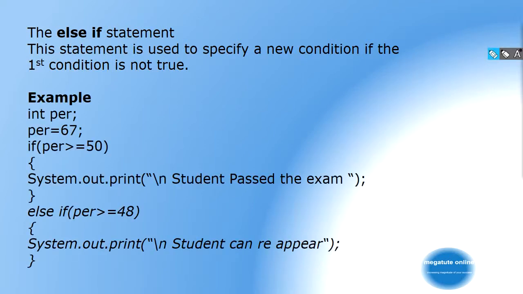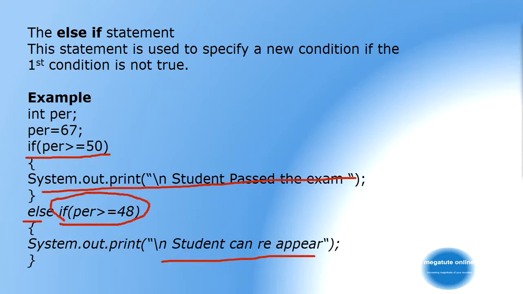Let's see. In this example, the same example where we are checking if percentage is more than 50, the student has passed the exam. All right. But less than 50 is failing. But there can also be a condition that if the student has near to 50, like more than or equal to 48, 49 marks, then the student can reappear. So in such a case, in the else also, if you need to check one more condition, you can put the else like this. So else, another if, and then you check the condition.